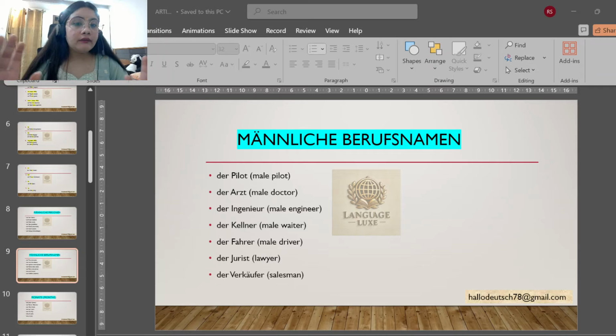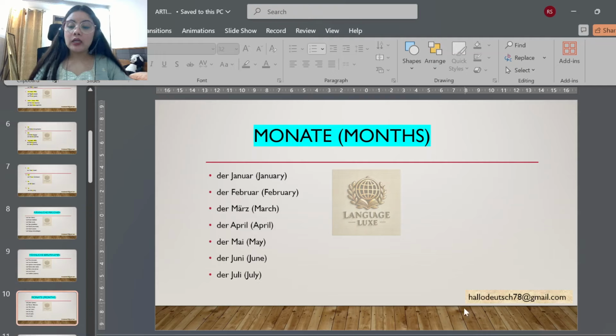So whenever there is any noun and you can see there is the article der written, you will easily identify this, because it's masculine. And these are the shortcuts. You can easily identify which is masculine and which is feminine. Currently, we are on masculine ones only. So der Pilot, der Arzt, der Ingenieur, der Kellner, der Fahrer, der Jurist, der Verkäufer. So let's come to Monate.